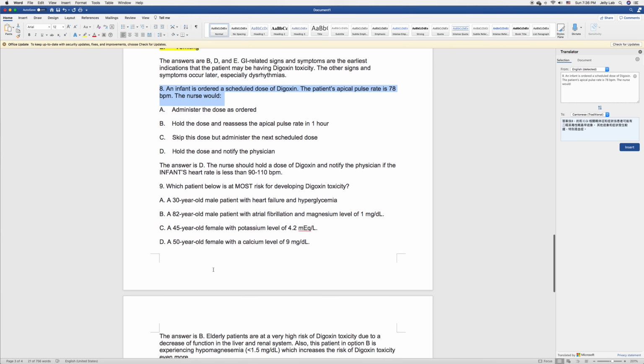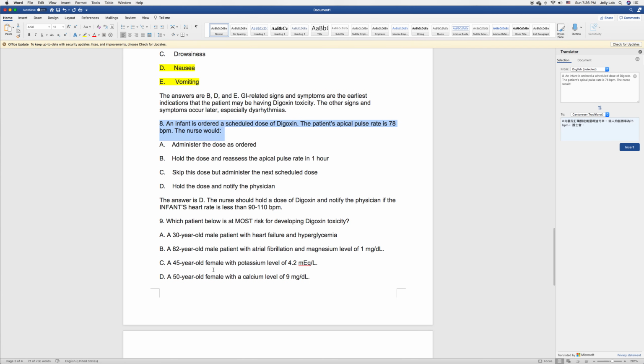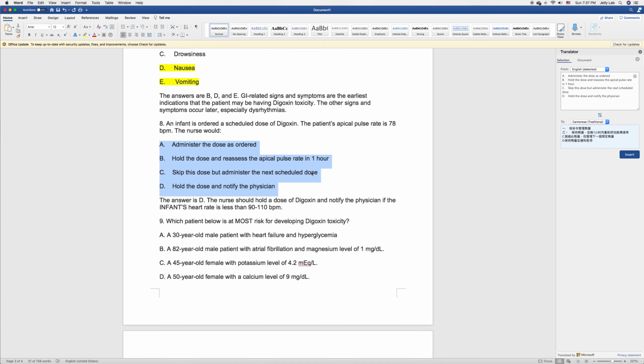8. An infant is ordered a scheduled dose of digoxin. The patient's apical pulse rate is 78 bpm. The nurse would A. Administer the dose as ordered. B. Hold the dose and reassess the apical pulse rate in 1 hour. C. Skip this dose but administer the next scheduled dose. D. Hold the dose and notify the physician.